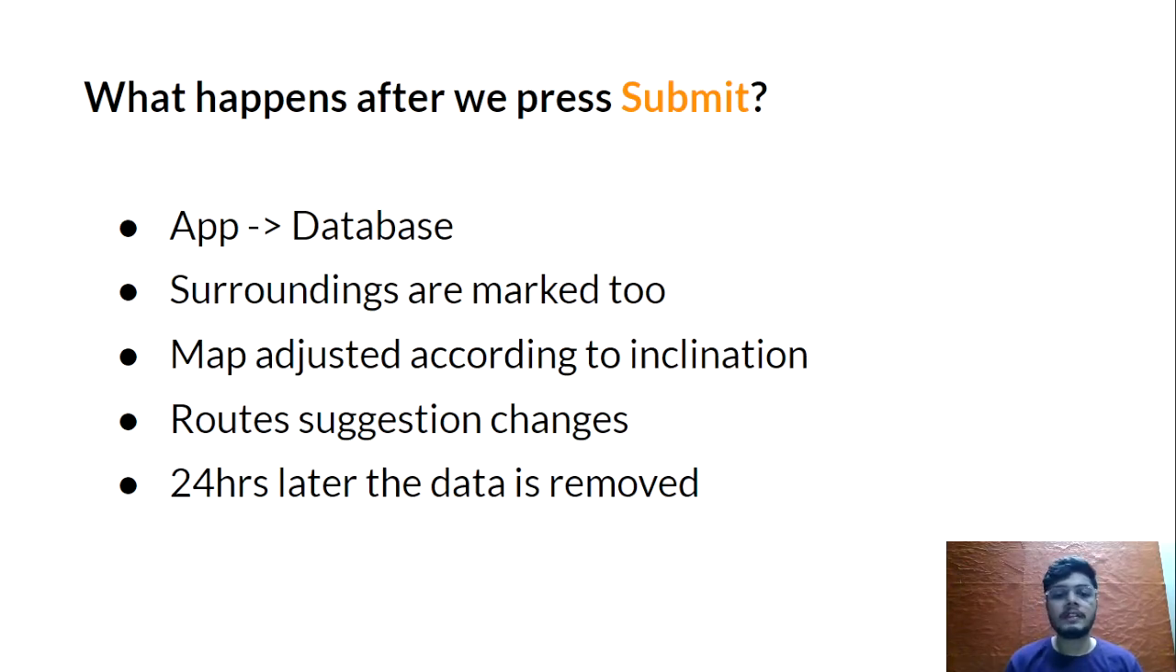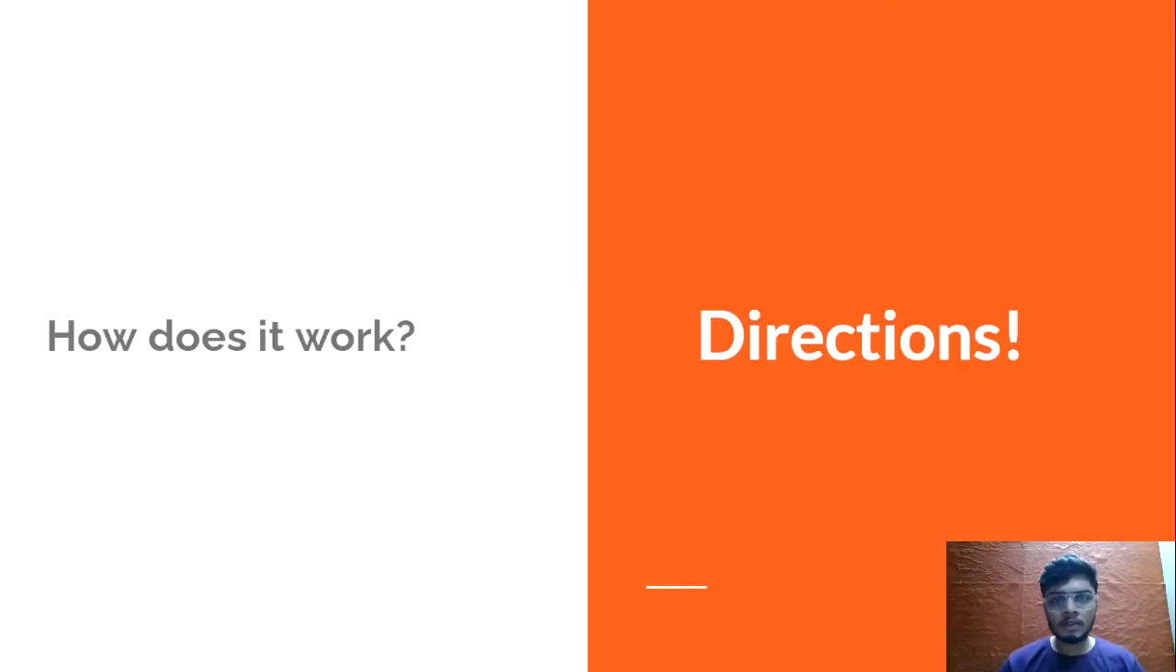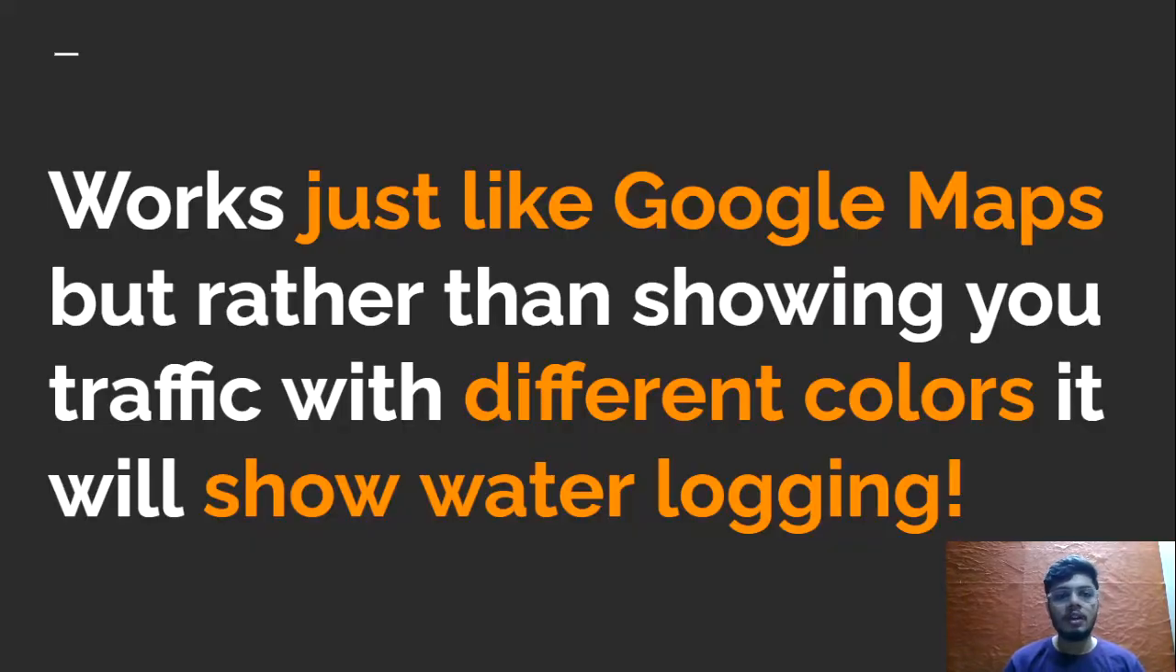And then 24 hours later data will be removed, because we have to keep the data fresh so that we can give accurate results to the user. So what about the directions? Directions just work like Google Maps. But rather than showing you different colors for different traffic, it will show how much water has been collected in that area.